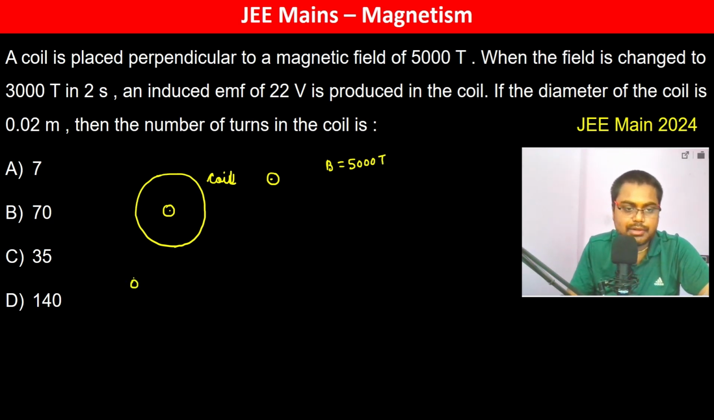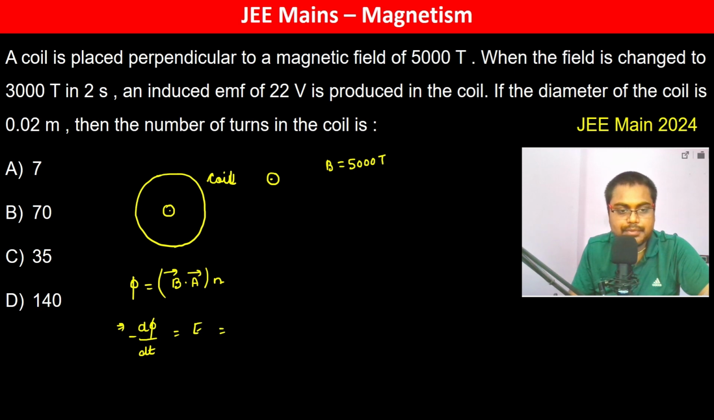So phi, which is magnetic flux, is equal to B dot A, and into N because N turns are there. So the EMF induced is minus d phi by dt, which is equal to E, which is equal to minus of, if you see here, now B dot A, so the angle between them is 0 degree, so therefore cos 0 is equal to 1. So minus dB by dt into A into N.